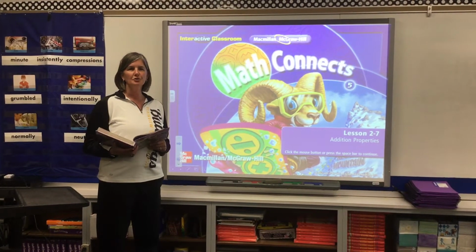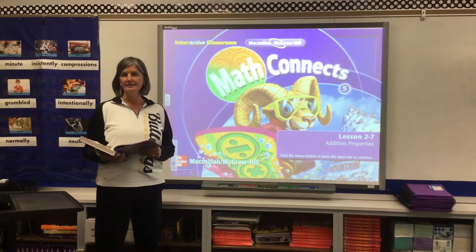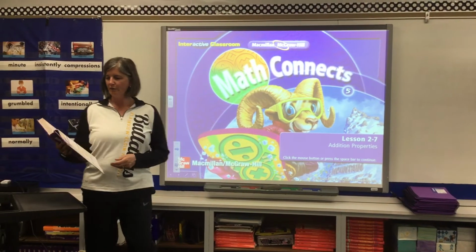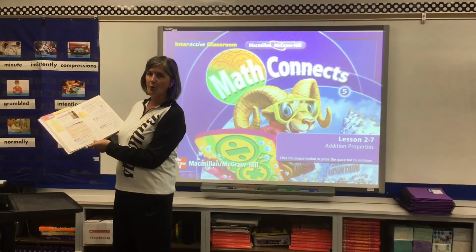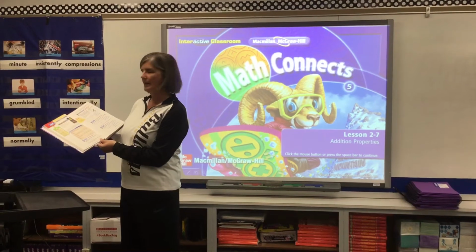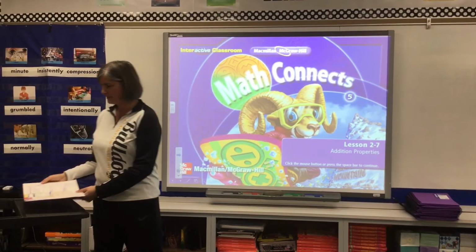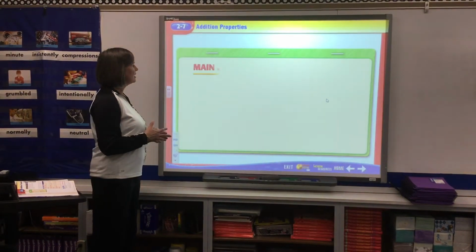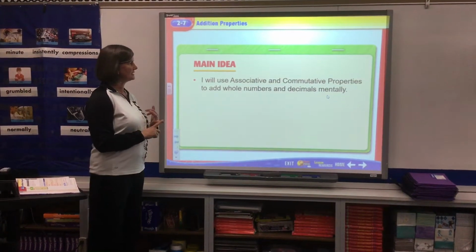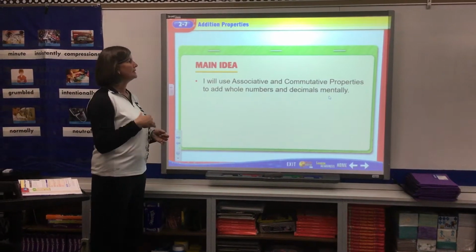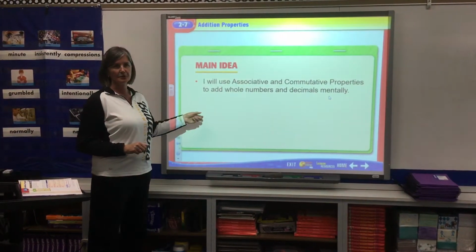Today we are going to be talking about addition properties in math. This is lesson 2.7. If you are looking for a reference point in your math textbooks, you would look on pages 84 and 85. Lots of good information there. So our main idea today is the associative property and the commutative property to be able to add whole numbers and decimals mentally.